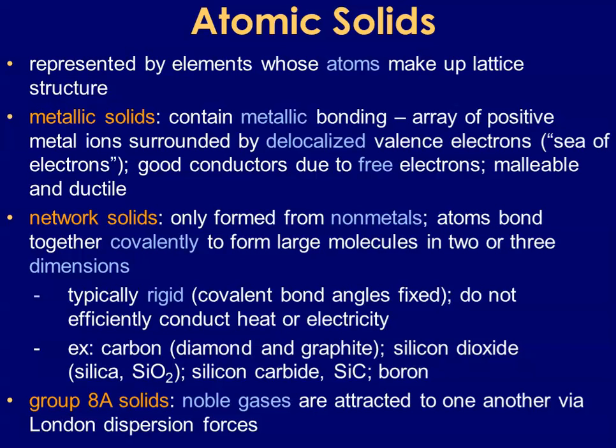They're ductile. Network solids are only going to be formed between your nonmetals. Again, physical covalent bonds, intramolecular forces, are formed with these network solids that allow them to form large units that can have multiple dimensions. They tend to be very rigid. They're not going to change shape easily. They do not conduct heat or electricity well. We see them in carbon in the form of diamond and graphite. Silicon dioxide is another example, silicon carbide, as well as boron. And then the other atomic solid we're going to look at are your noble gas solids, group 8A solids.